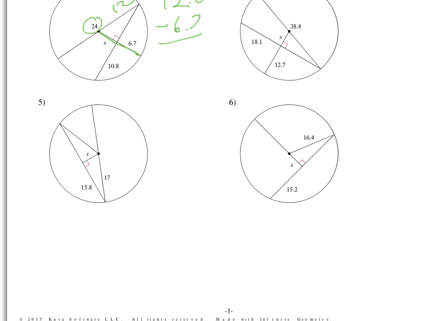Number 5 and 6, that one's tricky. You're going to be looking at, the radius is 15, or this chord segment is 15.2, but remember they're congruent because it's bisected by the radius, which is perpendicular. So this is also 15.2. So to solve for x, you're going to use the Pythagorean theorem. X squared plus 15.2 squared is equal to 16.4 squared.